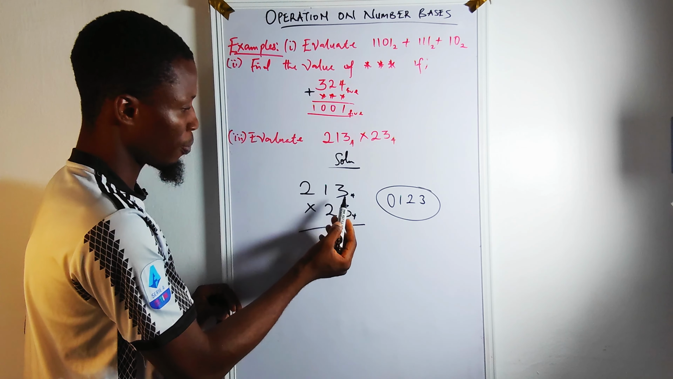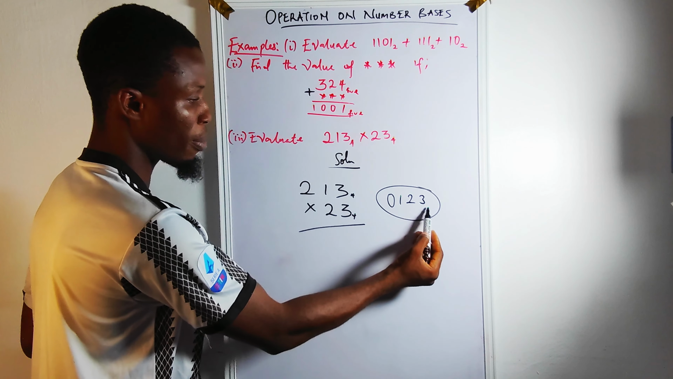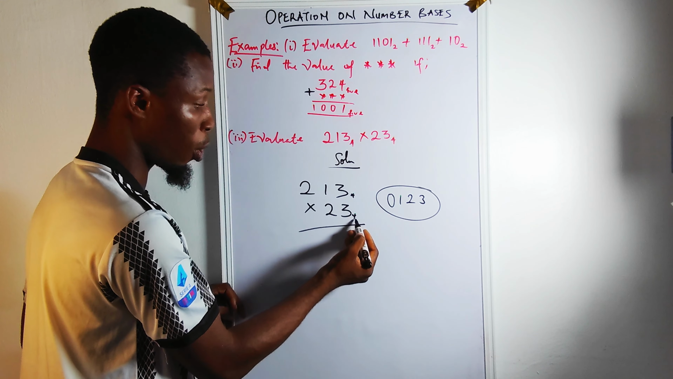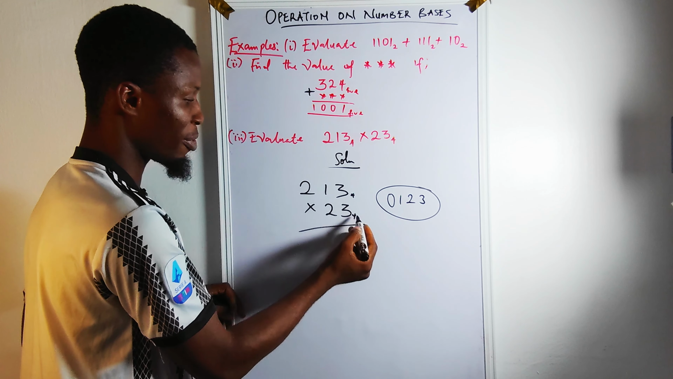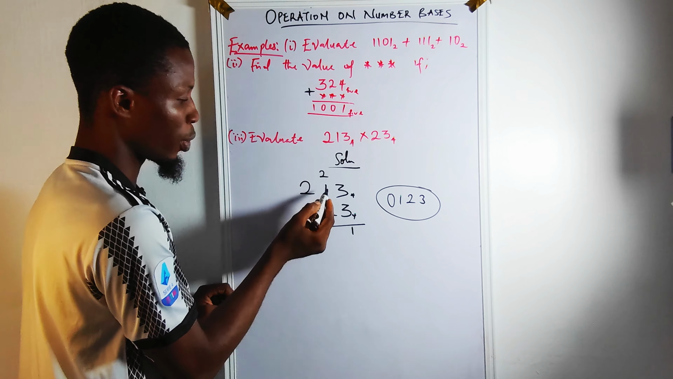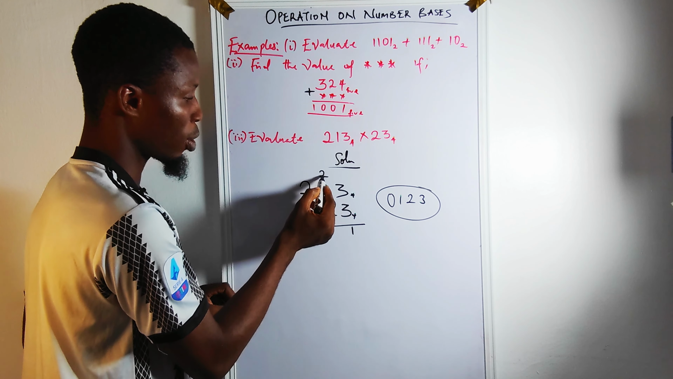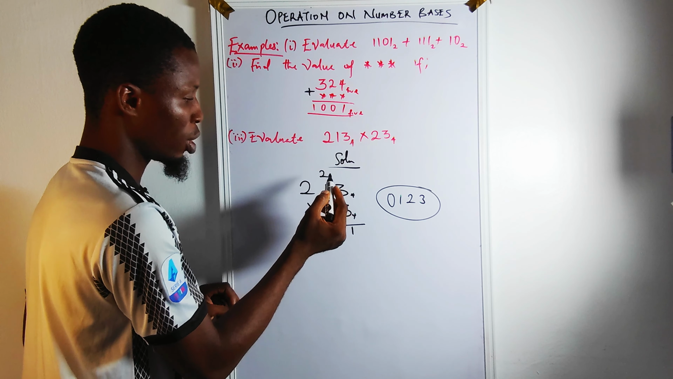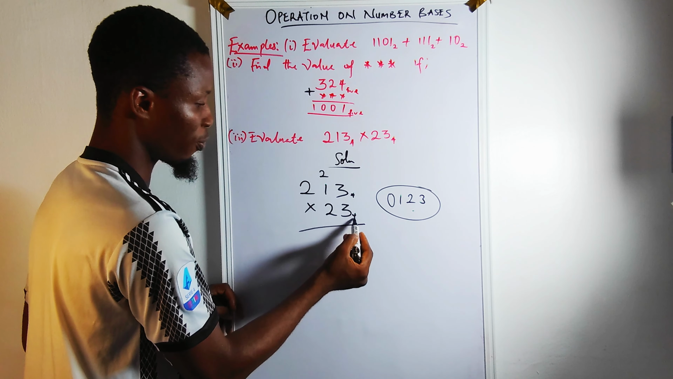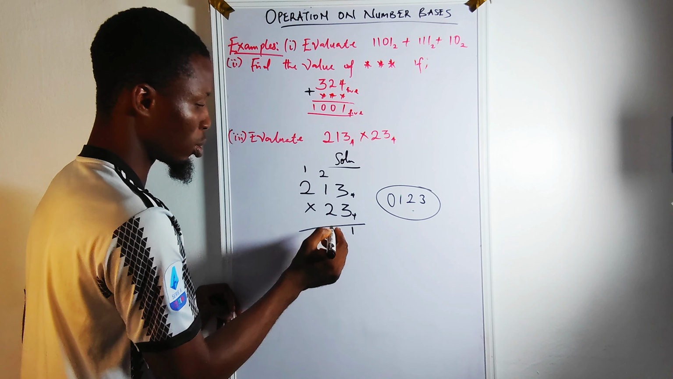So let's start. 3 times 3 is 9. 9 is not a member of base 4. So we have to divide our answer by 4. So 9 divided by 4 is 2, remainder 1. We continue. 1 times 3, that's 3, plus 2 is 5. 5 is not a member of base 4, so we say 5 divided by 4. That's 1, remainder 1.